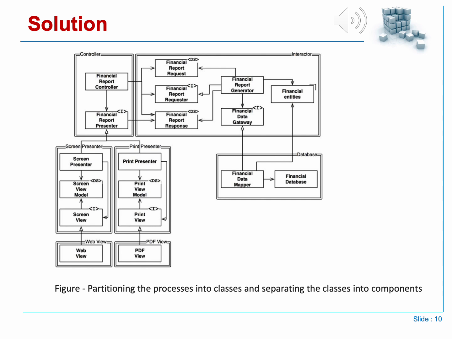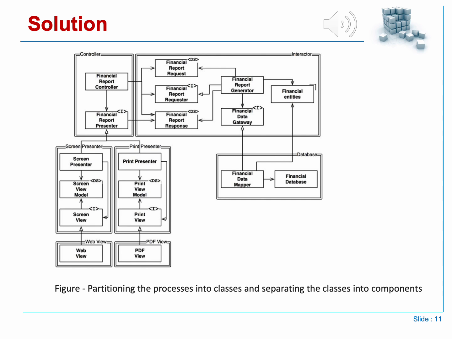In this figure, the component at the upper left is the controller. At the upper right, we have the interactor. At the lower right, there is the database. Finally, at the lower left, there are four components that represent the presenters and the views. Classes marked with an I are interfaces, those marked with a DS are data structures. Open arrowheads are using relationships. Closed arrowheads are implements or inheritance relationships.